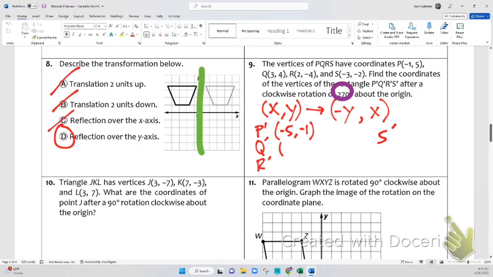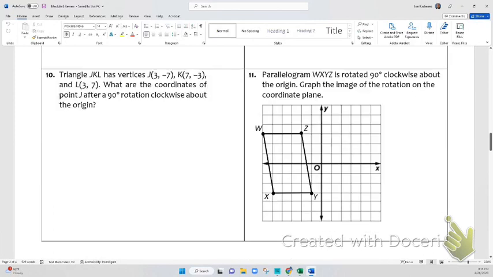So this one would then be a -4, a +3. This one would be a +4 and a +2. This one would now become a +2 and now a -3 for question number 9. For question number 10, we have a triangle, and it's telling us that there's a 90 degree rotation.